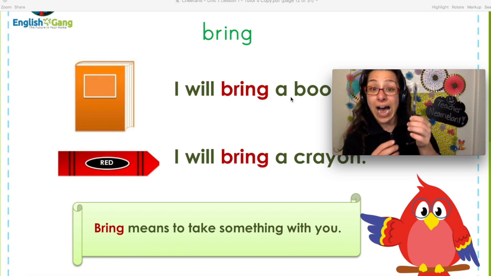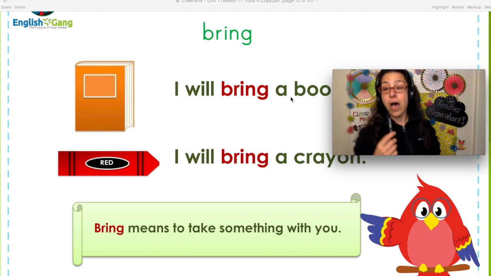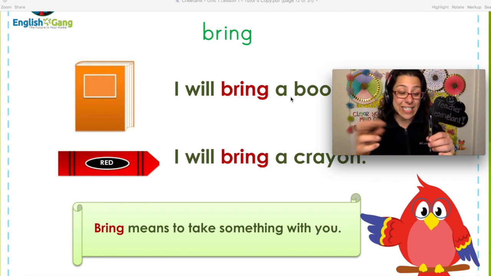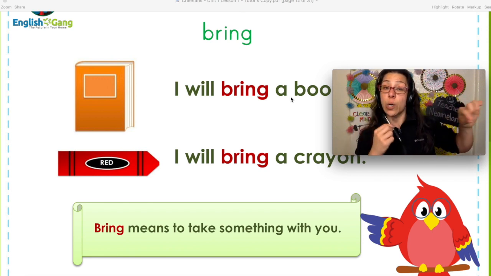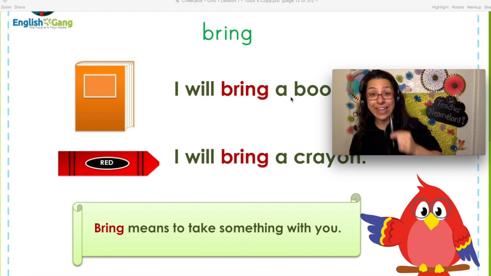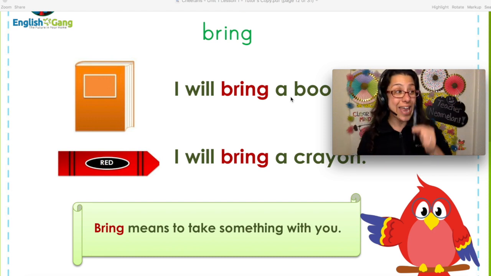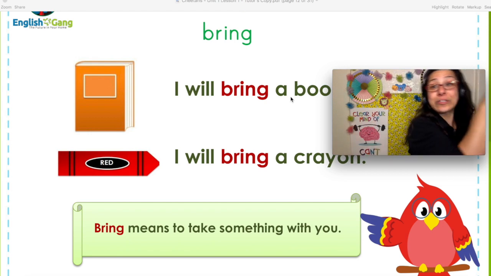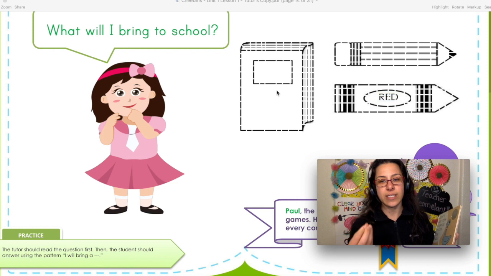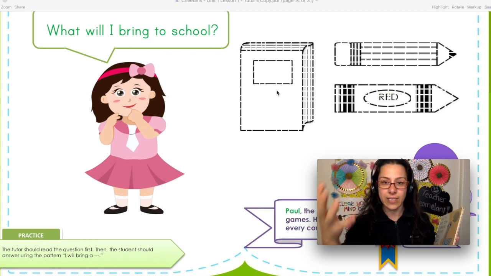So pen. I will bring a pen to school. It means to take something with you to another place. I will bring a pen to school. But sometimes students struggle because it's not what they've seen, it's not the book they've seen before.